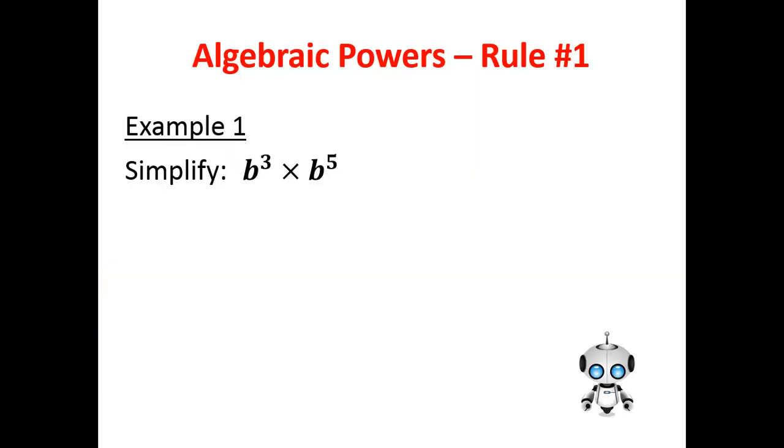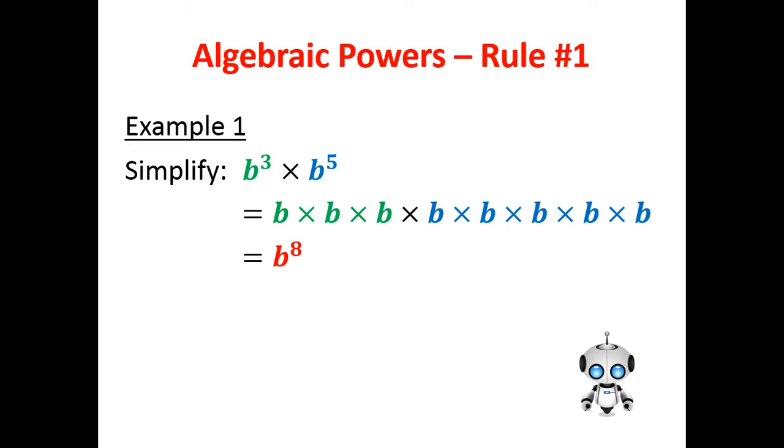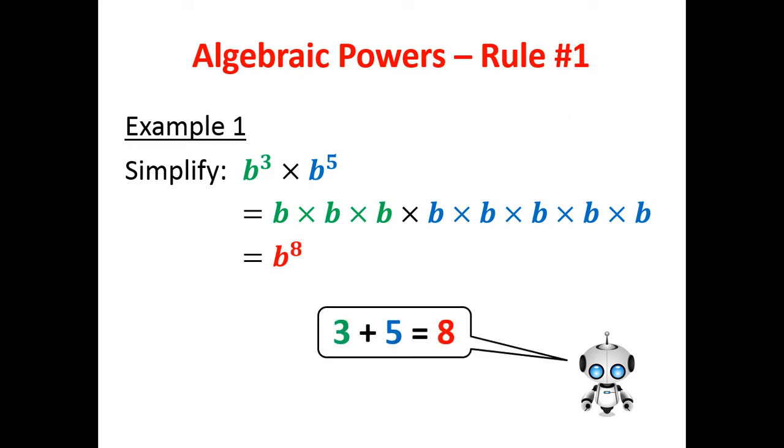Example 1. Simplify b to the power of 3 multiplied by b to the power of 5. Well, b to the power of 3 means b times b times b. And we're multiplying this by b to the power of 5, which is b times b times b times b times b. So altogether we have b to the power of 8. A quicker way of doing this is to add 3 plus 5 to get 8.